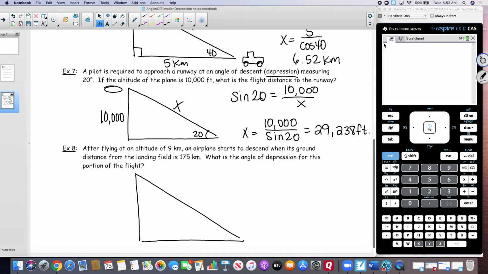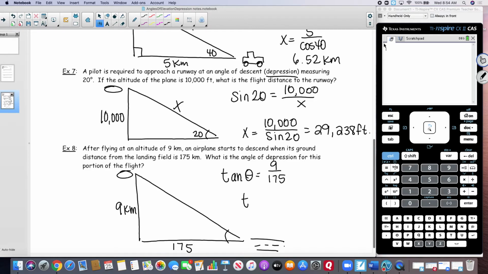Our flight distance is the distance the airplane is in the air. Our ground distance is how far the airplane, so here's my airplane, is to the runway, but on the ground. So my ground distance is here. And the altitude is 9 kilometers. And we want to know our angle of depression. All right, so we're doing opposite over adjacent. So we're doing tan theta equals opposite over adjacent. We're looking for an angle measure.